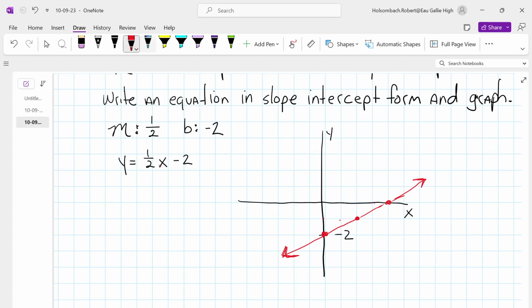Make sure if your slope is positive, your line's going up and to the right. Make sure if your slope is negative, your line's going up and to the left. And that your y-intercept is accurate.